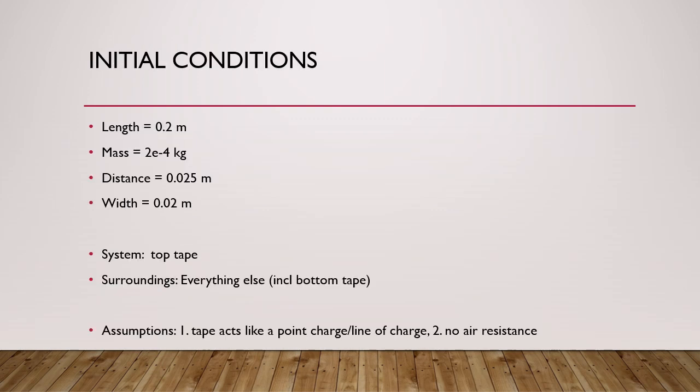Our initial conditions: our length will be 0.2, our mass will be 2e to the minus 4, distance, width. In this modeling, we're going to say that the system is the top tape and the surroundings is everything else. And please note, importantly, this includes the bottom tape. We're going to mainly have two assumptions. One, the tape acts like a point charge or a line of charge. We're going to switch between the two. And two, there's no air resistance.